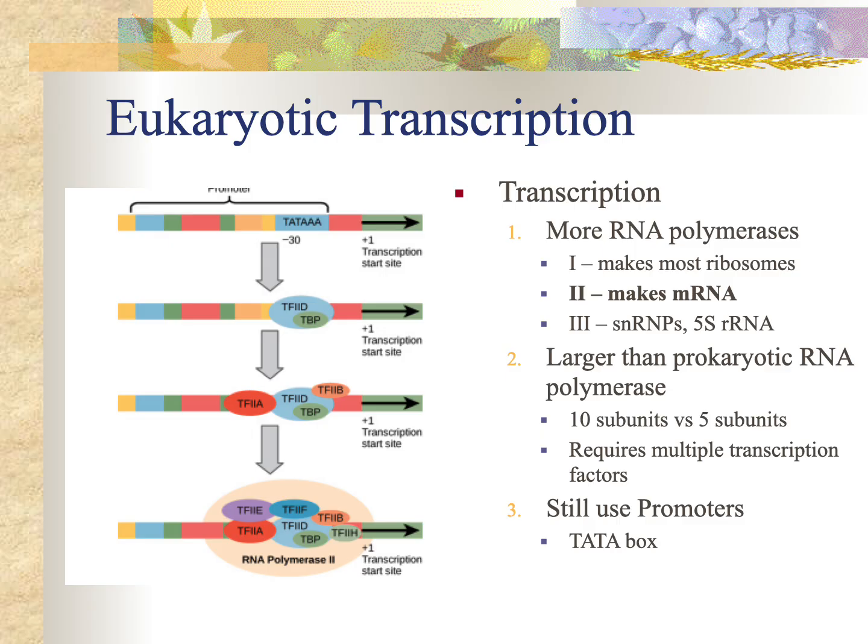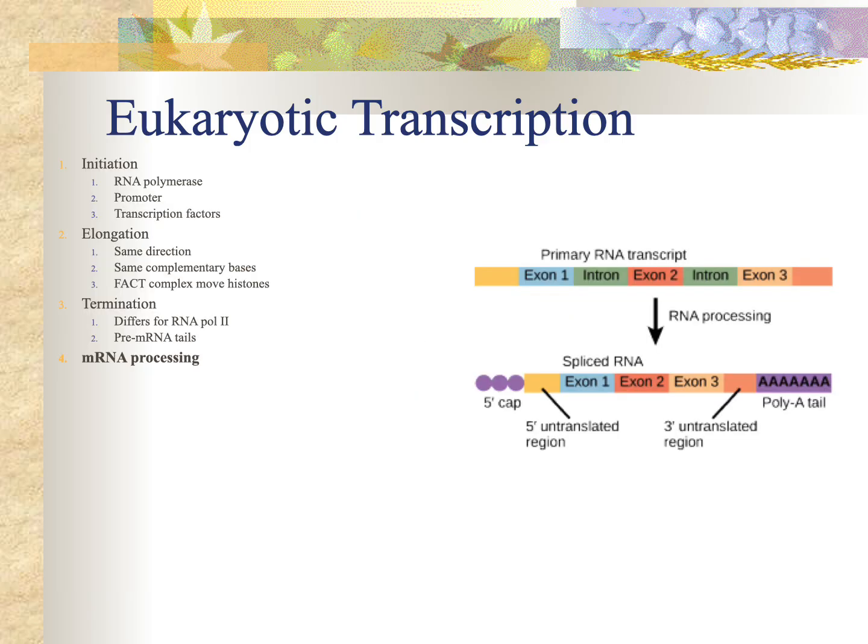They still bind to a promoter, usually the Tata box, but now we need more different transcription factors. Eukaryotic transcription also begins with the RNA polymerase binding to the promoter and with these transcription factors. And then the elongation also is by complementary bases being added to a growing RNA molecule, which is, of course, based on the DNA template. Again, there will be a stop kind of signal that terminates it.